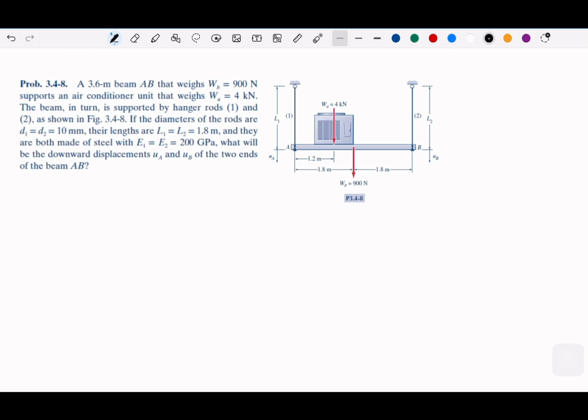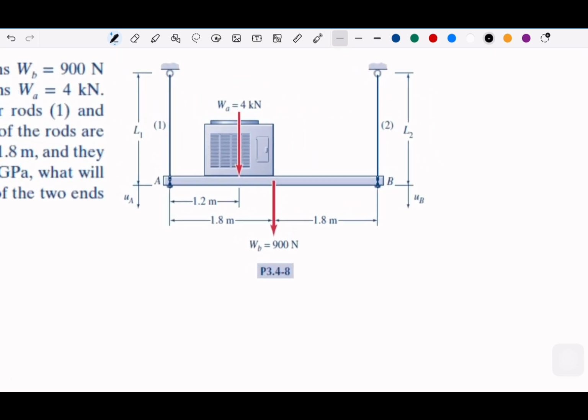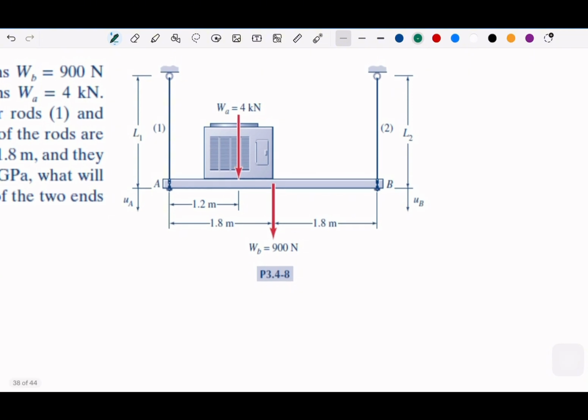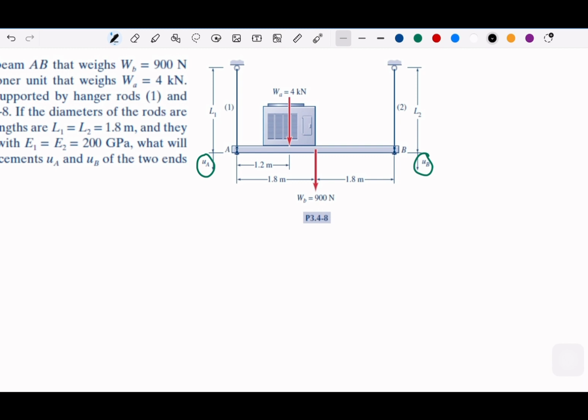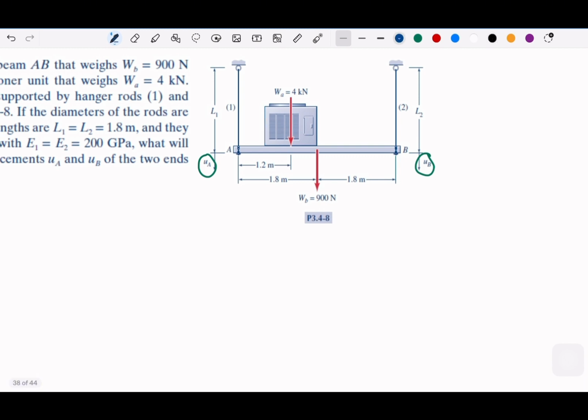So imagine that there will be displacement between 1 and 2, so it's going down. Perhaps there will be some displacement here, described by this UA and UB. We need to find these two displacements. The first thing we can do is find the equilibrium by drawing the diagram.